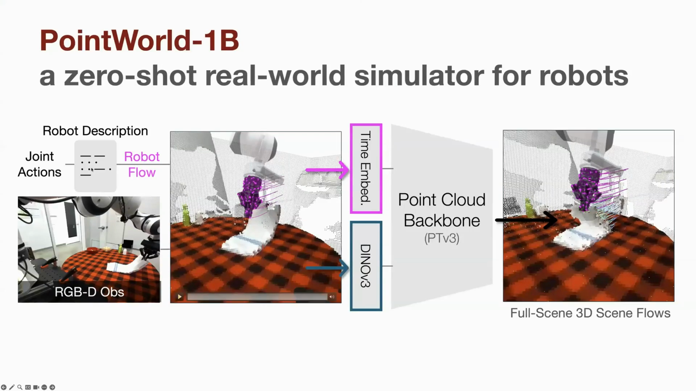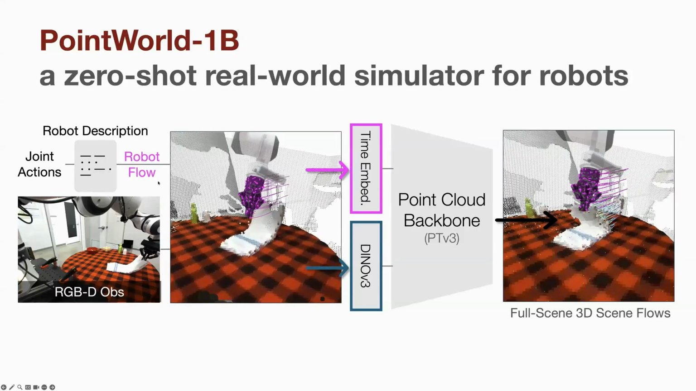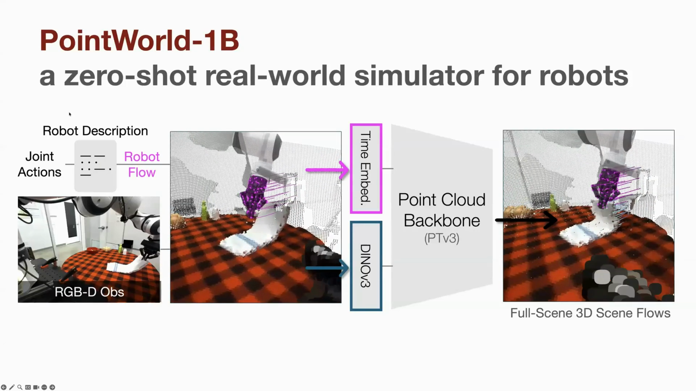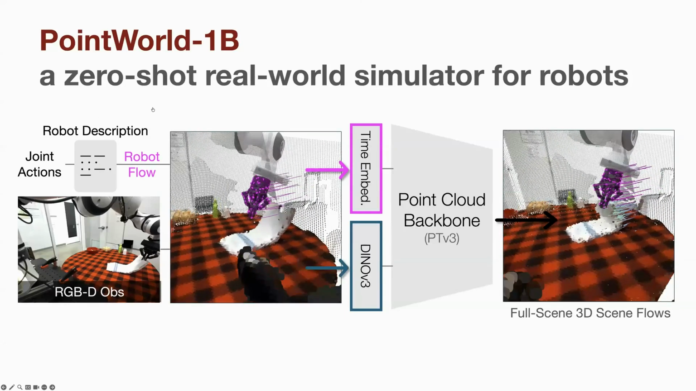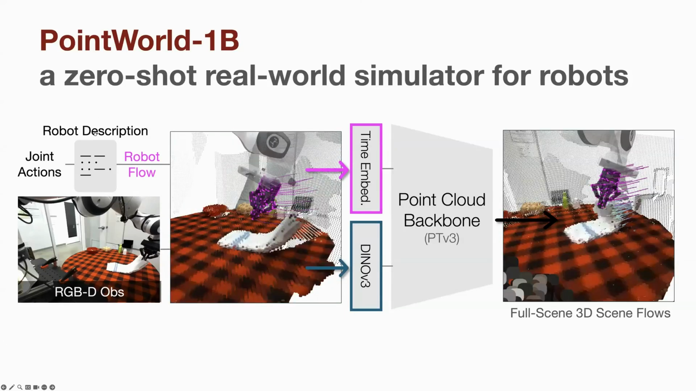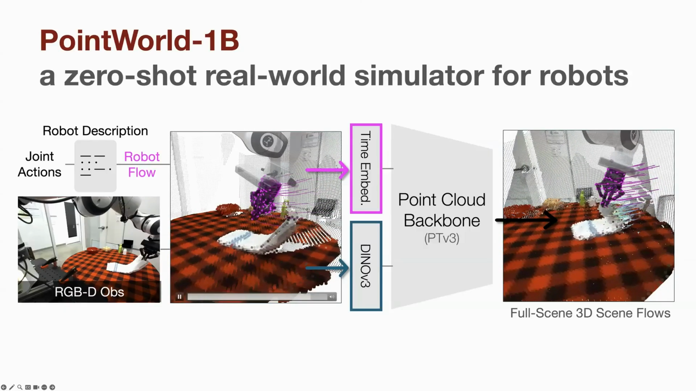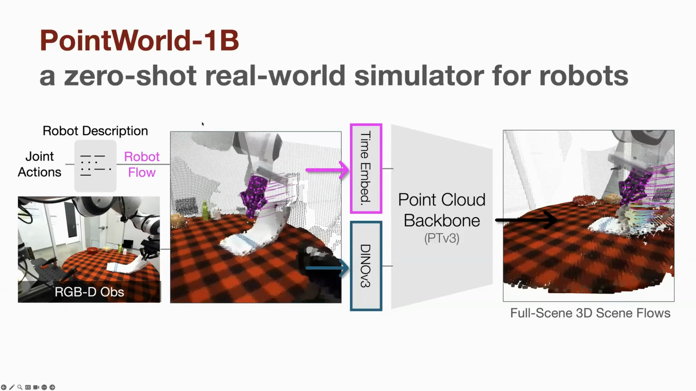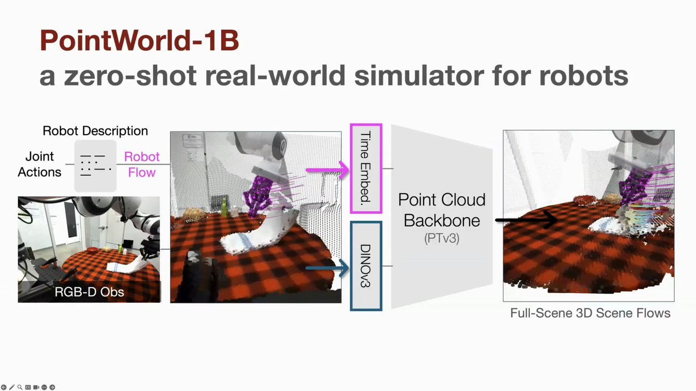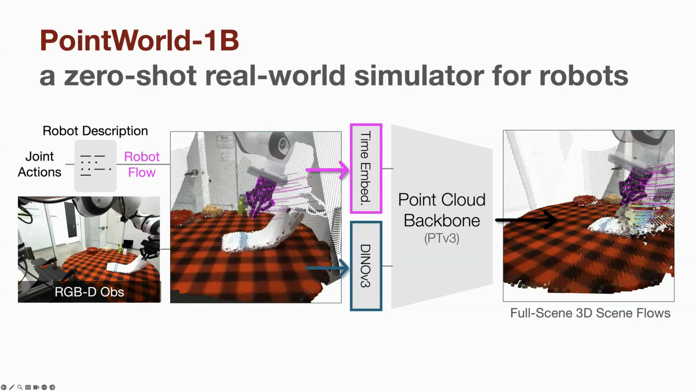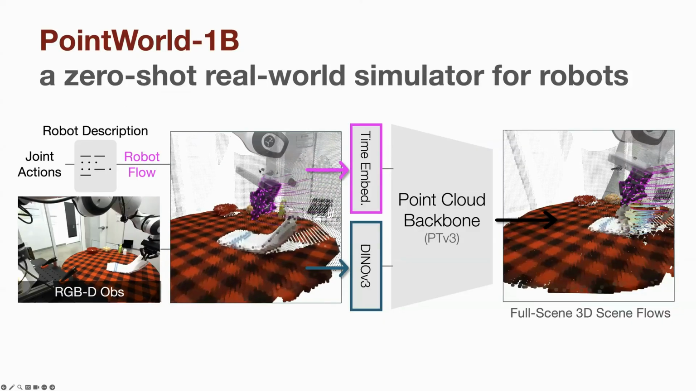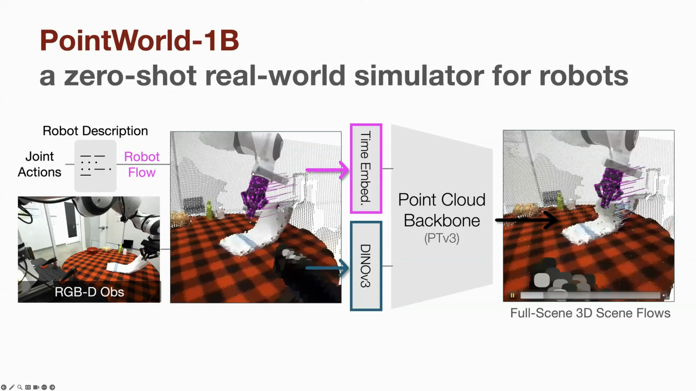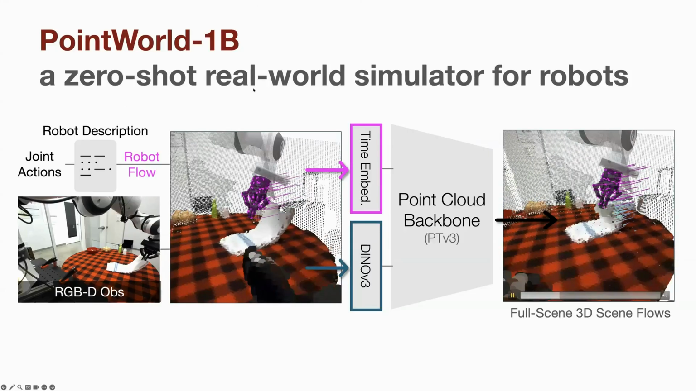Somehow it's not playing, but this is supposed to be video. Okay, so the input is the robot flows plus a point cloud that's being built, and we literally just concatenate them together into one single point cloud, and this is processed by this transformer for point clouds called PTv3, and what it outputs is full 3D scene flows, point flows for the scene.